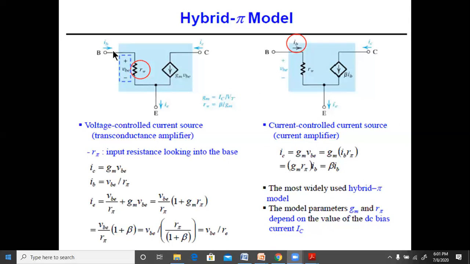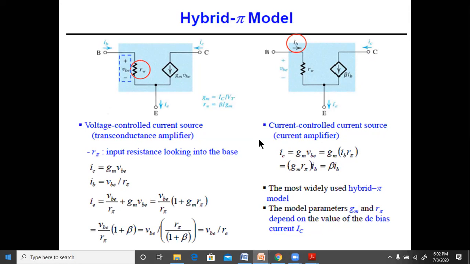Here VBE shows IB into R pi. Here VBE shows IE into RE. Okay, both are the same. VBE is equal to IB R pi is equal to IE RE. So if I transfer the resistor from here to here, the value of the resistance becomes RE because here the current is IB and here the current is IE. And similarly here also the same thing. If I transfer the resistance from here to here, then the value of this resistance will become RE because here the current is IB and here the current is IE.